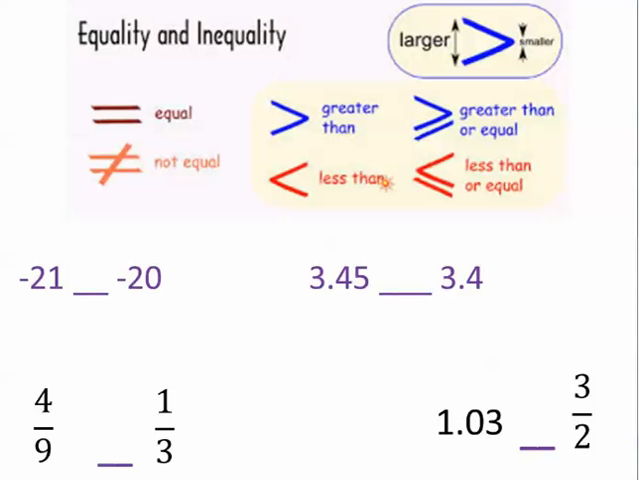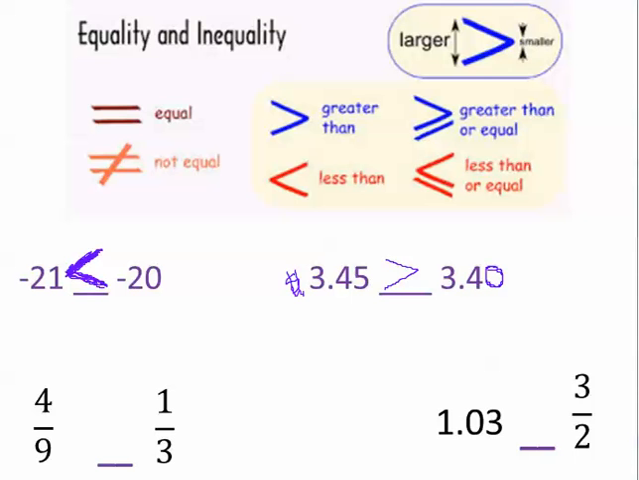Now I need to decide which direction I'm going to put those little signs in each of these problems. So let's talk about it just a little bit. -20 versus -21. Well, I know that 21 looks bigger, but they're both negative. So it really means I owe $21. I'm in debt $21, and so I should say -21 is really a smaller number than -20. How about here? I have $3.45, and over here I simply have $3.40. So clearly $3.45 is going to be the greater.